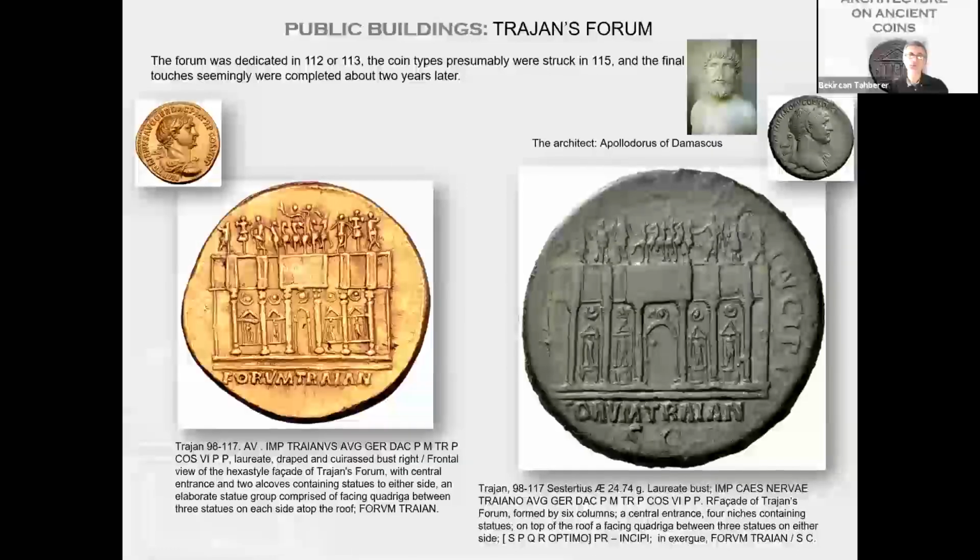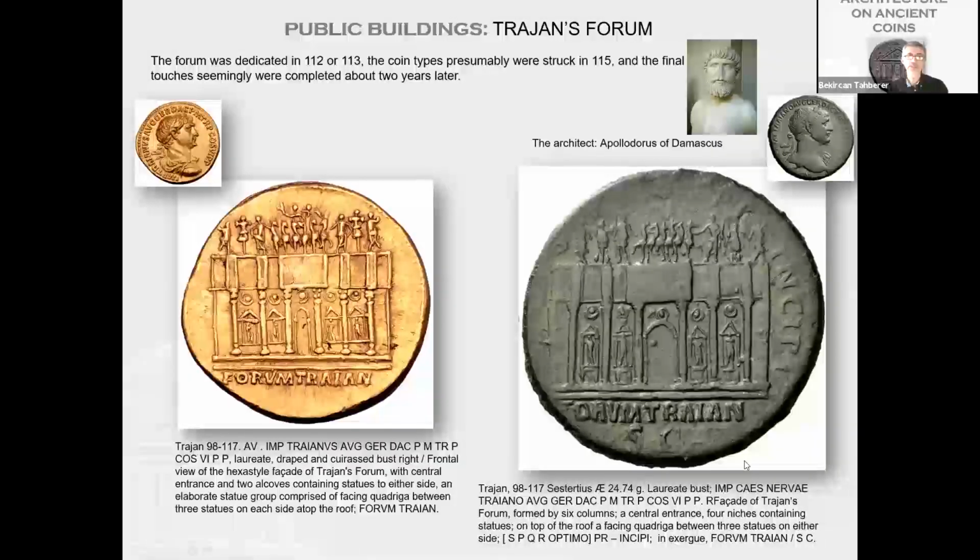Trajan's Forum, well, Trajan created some of the most spectacular architectural types together with Nero. On his coins, we see a lot of architectural elements, architectural examples of buildings. This is his forum, apparently. There are coins that depict the entrance of the forum, and then structures within the forum.